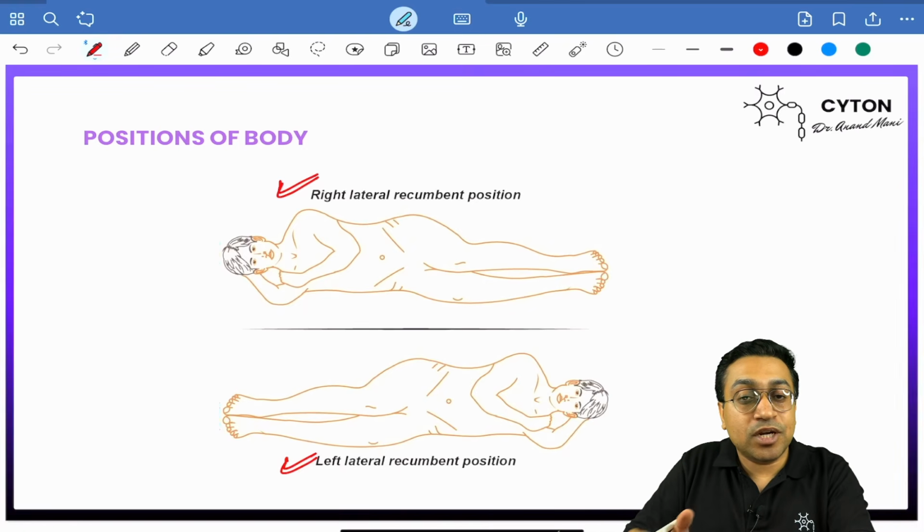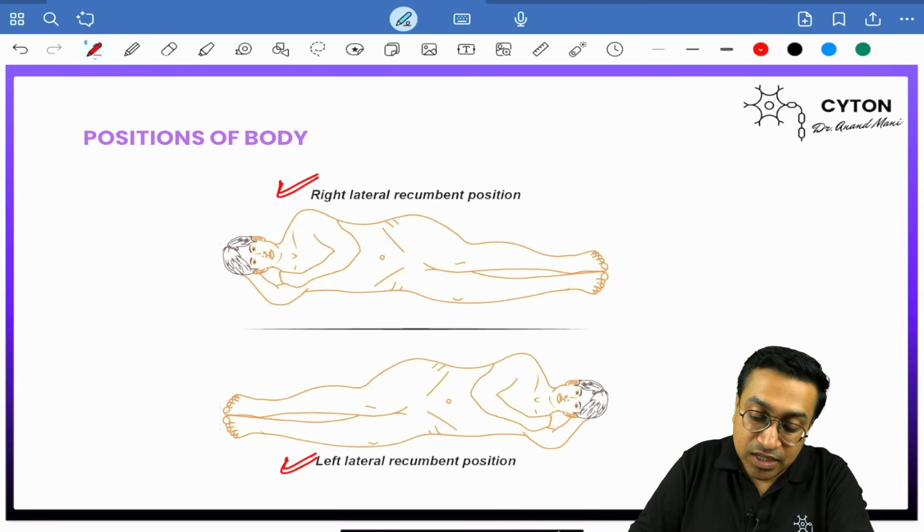So that is similar to the anatomical position except the palm which is facing the body, okay. And then right and left lateral recumbent position, in which the person is lying on the right or the left side with the right or the left side of the body touching the surface, okay.